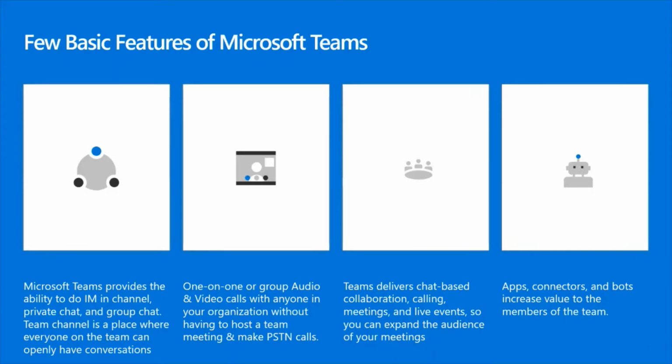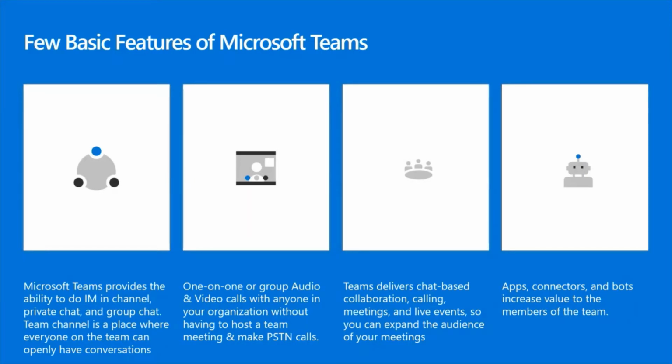Teams also provides you with audio and video calling. You can make a one-on-one call or group call with anyone in your organization directly from a chat without having to host a Teams meeting. You can also make a PSTN call, either with a Phone System with a Calling Plan from Microsoft, or with Direct Routing, connecting your existing PSTN connectivity via an SBC to Microsoft Teams.